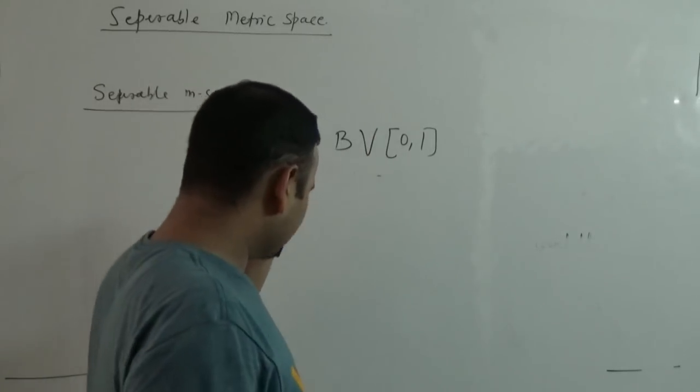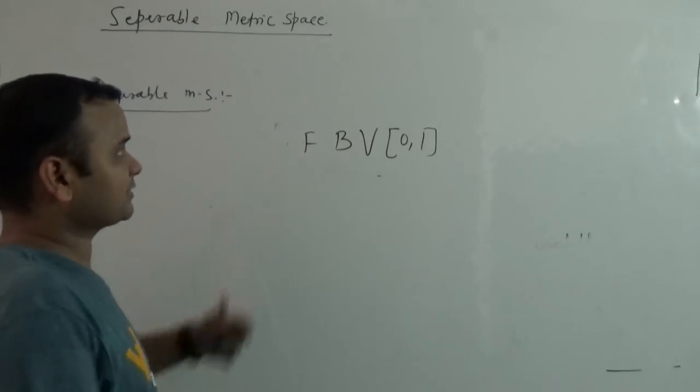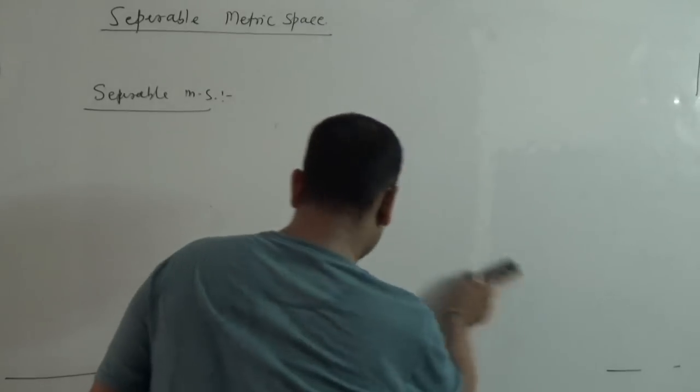And this is, in fact, you can see this is a Banach space as well, and hence this is also non-separable. Okay? Functions of bounded variation. Okay.